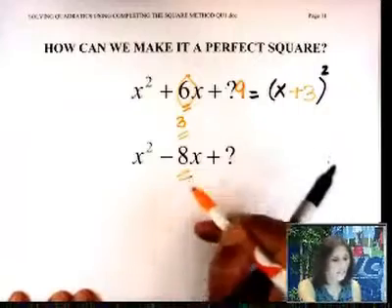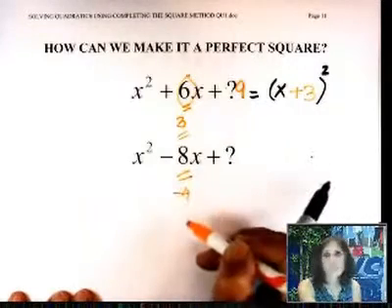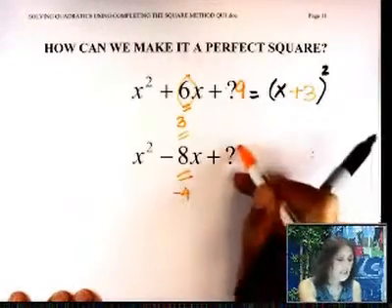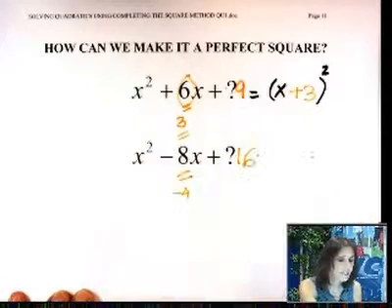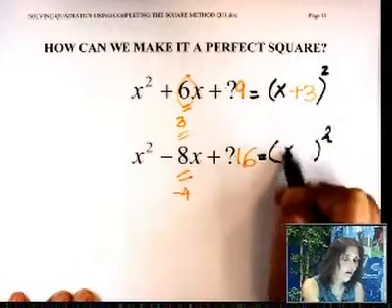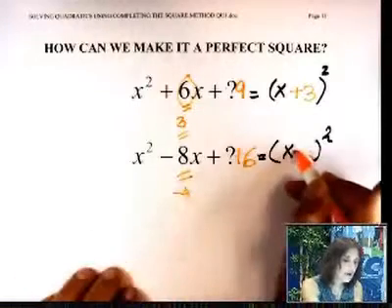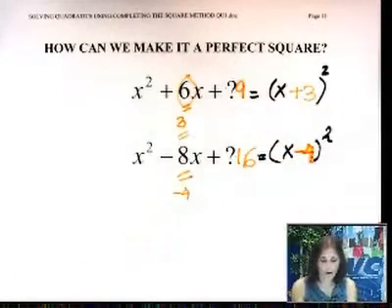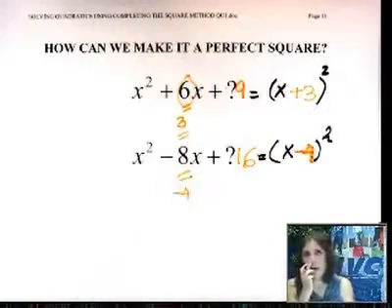Divide this by 2, negative 4. Square it, positive 16. And what is that perfect square of? That's a perfect square of this guy, minus 4. All right.